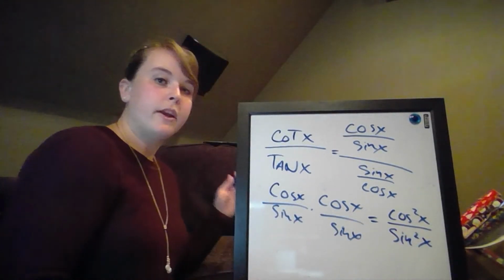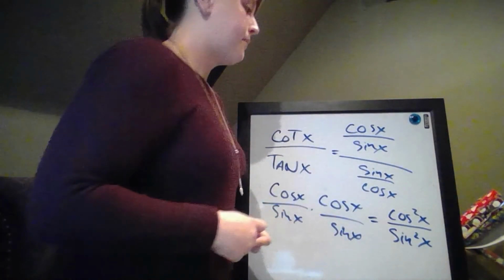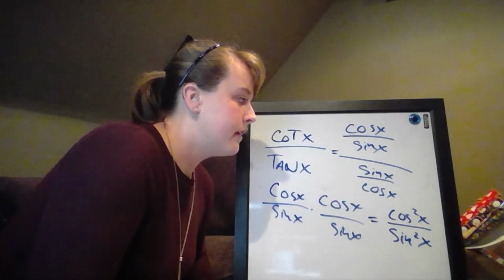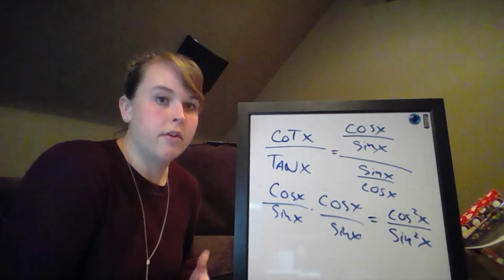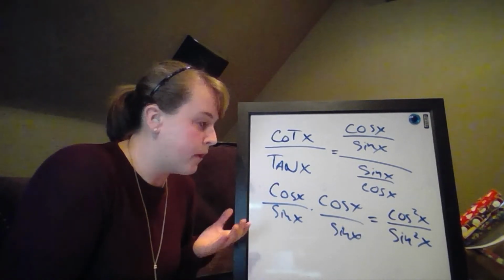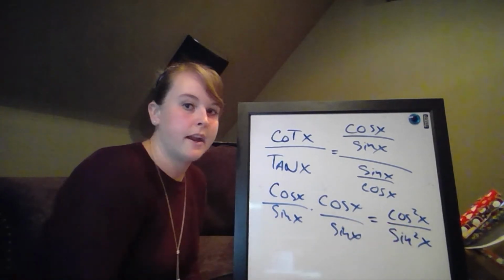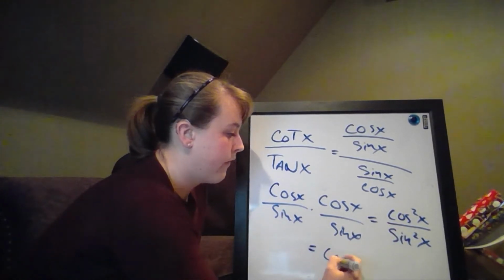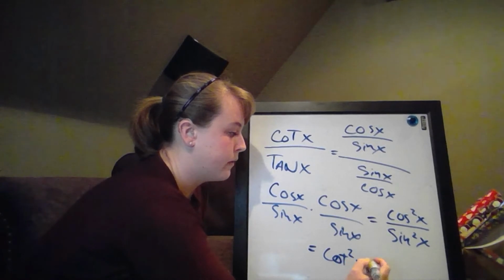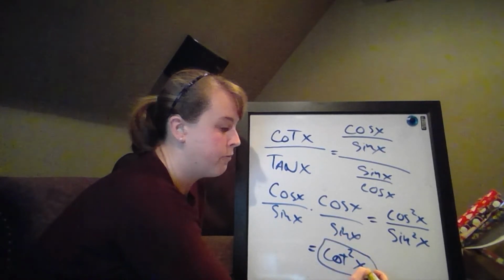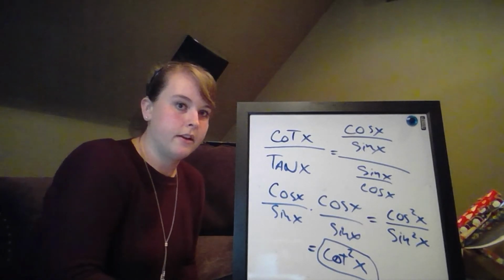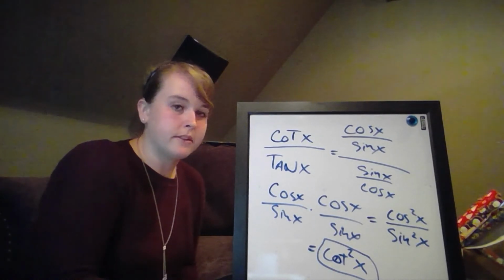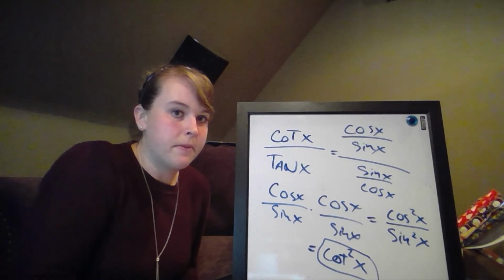And so then we go back to our quotient identities here. Remembering that cotangent is cosine over sine, cotangent squared would be cosine squared over sine squared. So this thing is actually cotangent squared, and that would be our final simplified answer. We got it down to one term, so we're good to go. Most things will simplify to one term, some things won't.